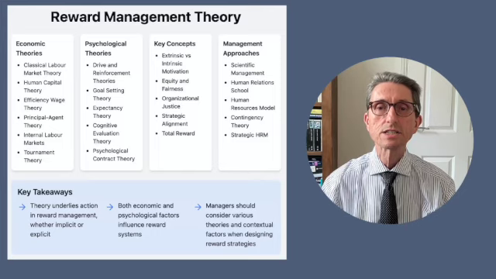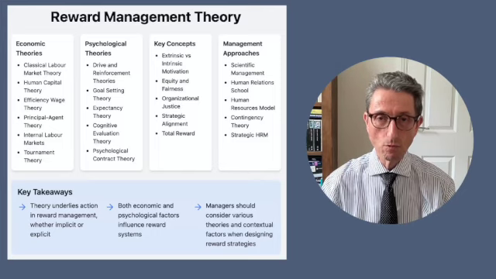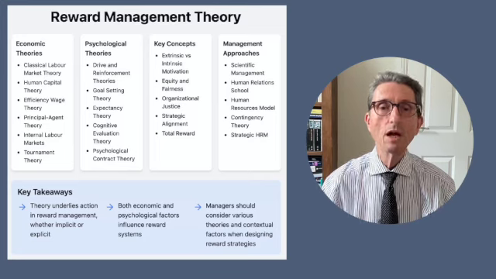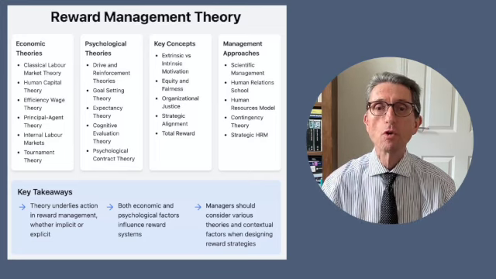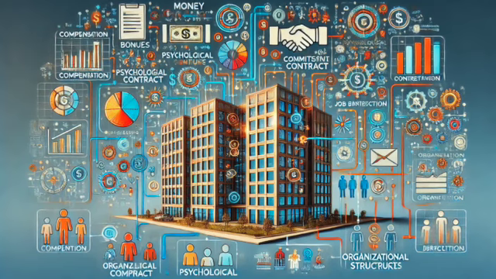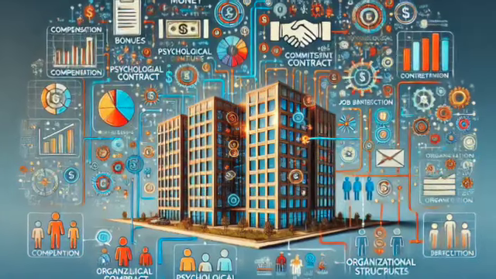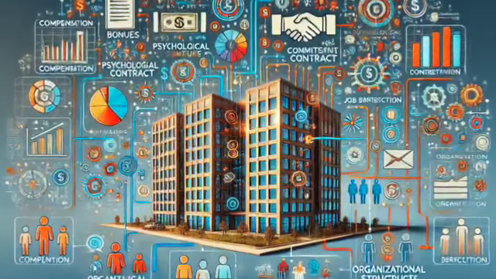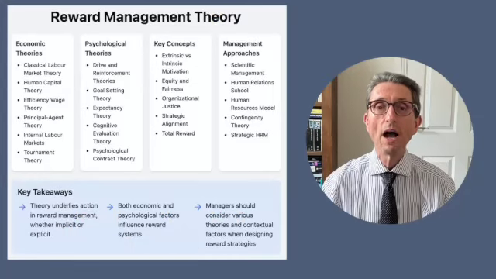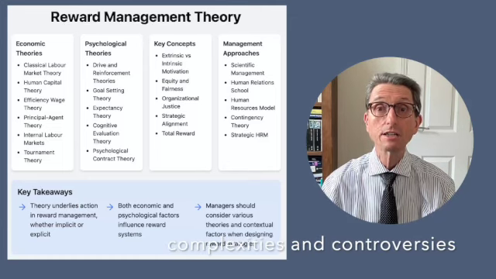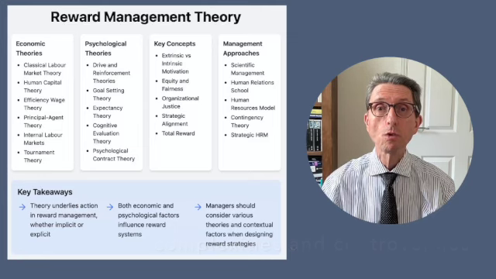Conceptualizing and understanding theoretical debates in reward management. The chapter highlights key debates in the field such as the role of extrinsic versus intrinsic rewards, the nature of the psychological contract, and the impact of organizational structures on reward systems. By engaging with these debates, you'll gain a deeper understanding of the complexities and controversies surrounding reward management.